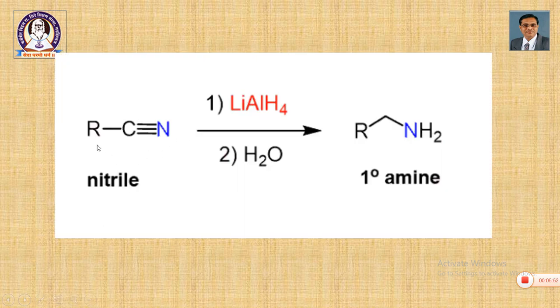In this case we begin with RC triple bond N. It is nitrile, or we say cyanide. This nitrile or cyanide, when it is reduced by using LiAlH4 in the first step and then hydrolyzed by using acid, we get RCH2NH2, that is primary amine.